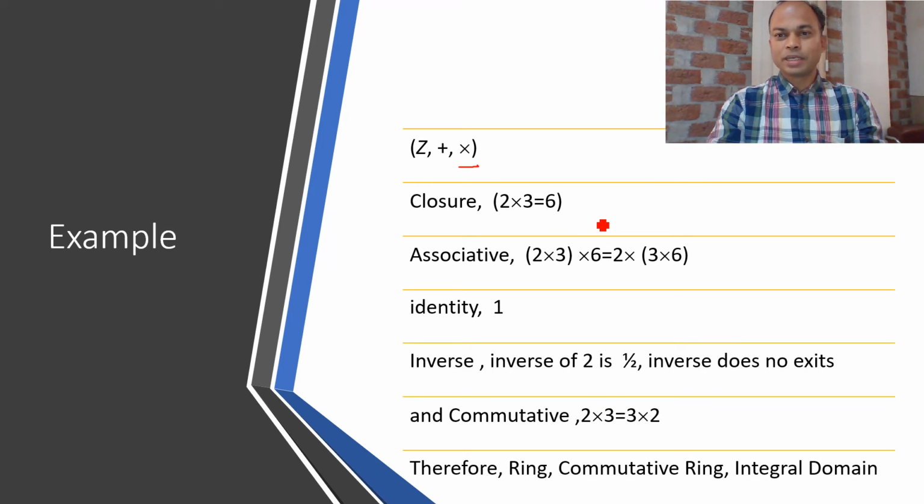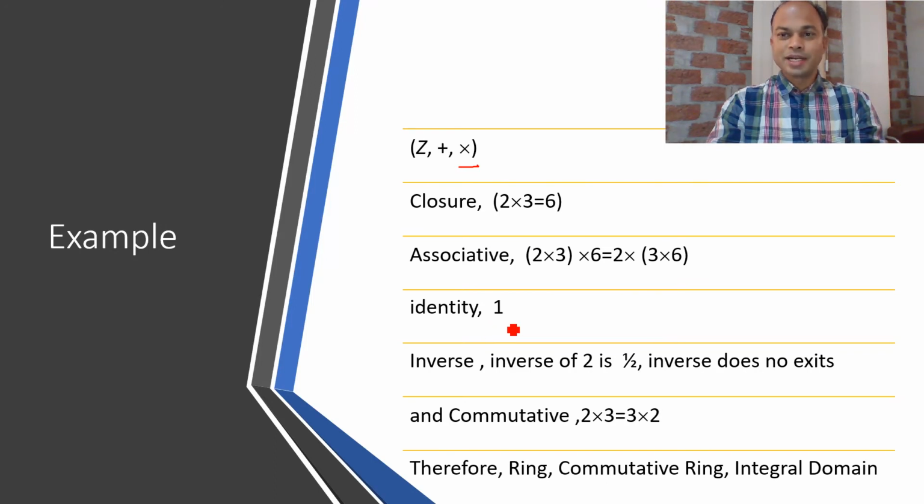I mean closure property is true under multiply. Further, associative property is true under multiply. In both the cases, same value we are getting here. If we talk about identity, then identity is here 1. Multiplicative identity is always 1. And this 1 belongs to integer.